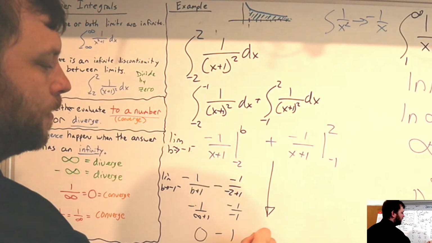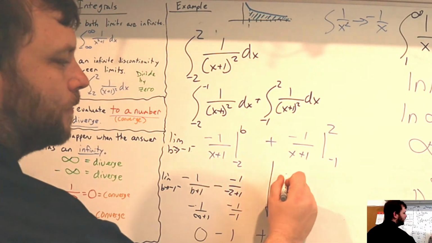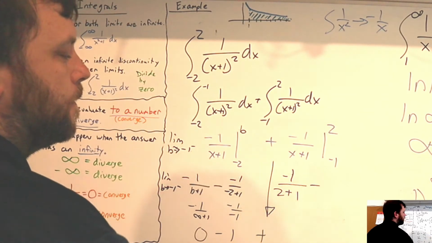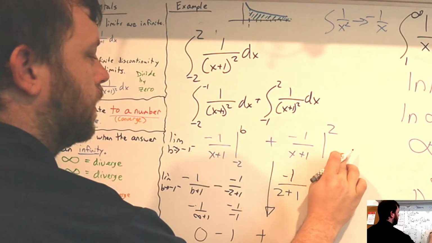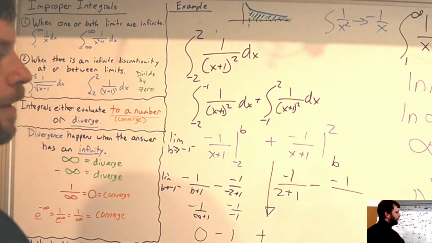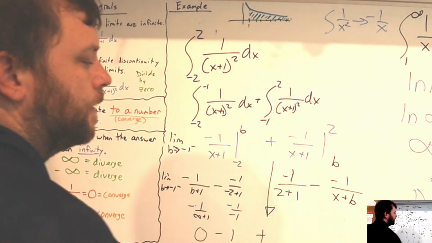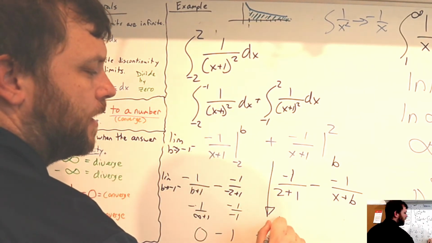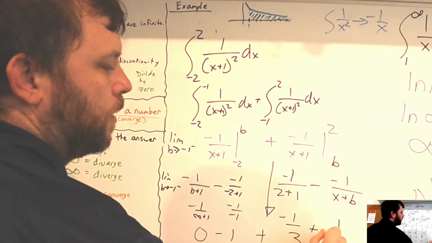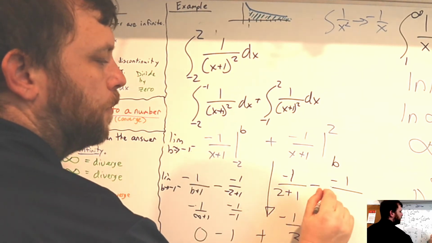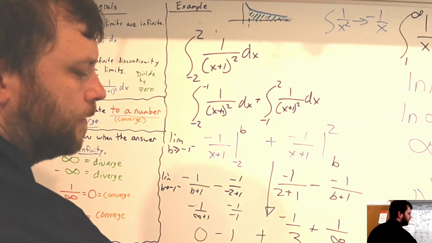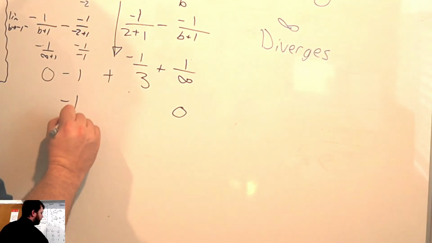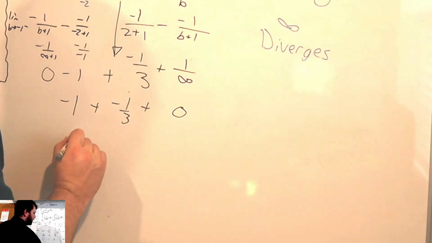All right. Drop down that plus. Same thing over here. Let's do this math. So it'll be -2, -1 over 2 plus 1 minus -1 over, let's not call this -1, we'll call this b, over x plus b. Now we just did before, it's going to go up to infinity when you approach -1 from either side. It doesn't matter in this case. So I have -1 over 3, plus 1 over infinity. So that's 0. My final answer. Yep. My final answer. -1 plus -1/3 plus 0. It's going to be -4/3.